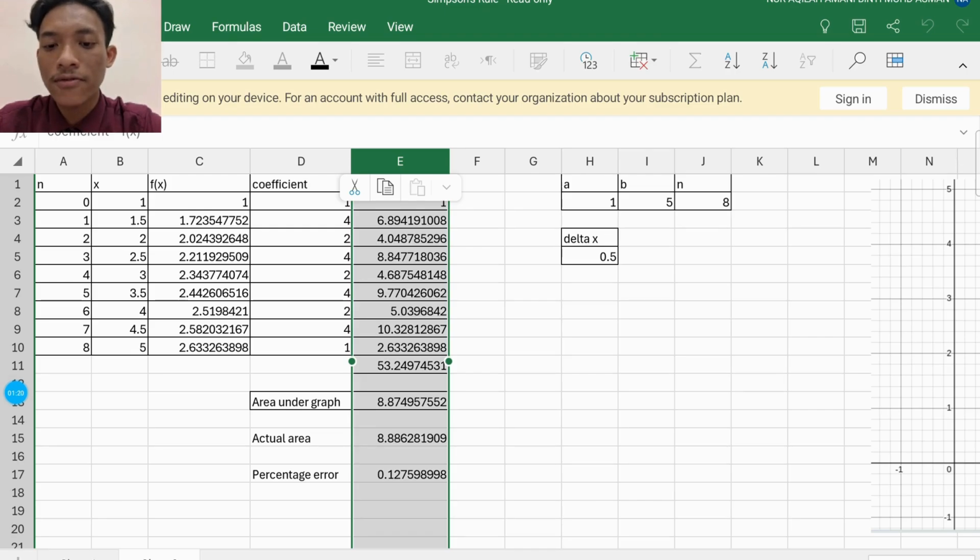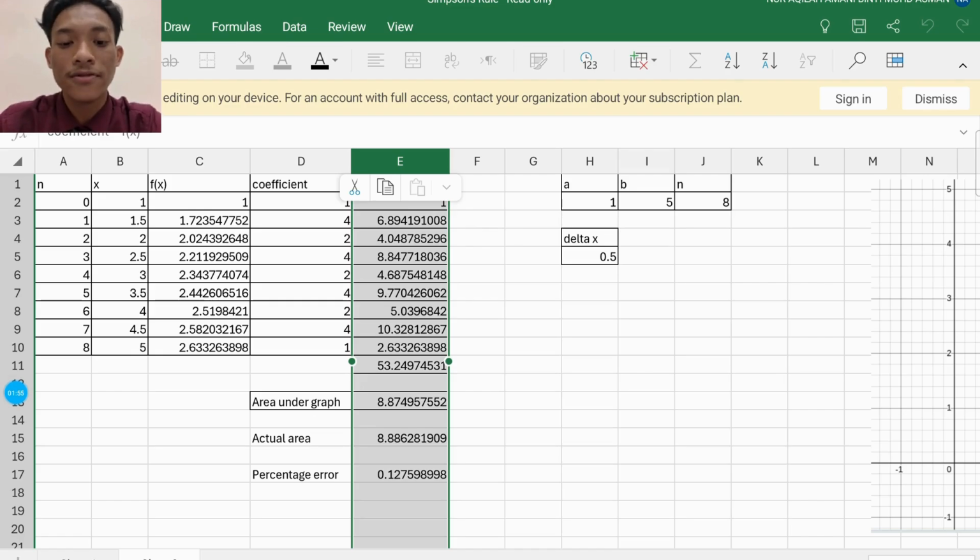And we got 8.874957552. The actual area value that we got from Desmos is 8.86281909. For percentage error, we compare the actual value and the expected value. Thus, we got 0.127598998%. This shows that 8 subintervals is more precise than 4 subintervals.